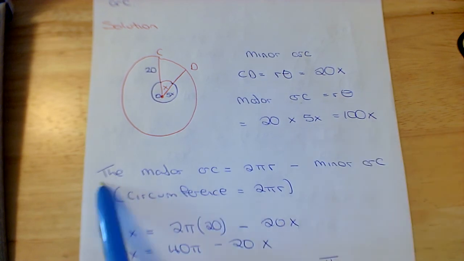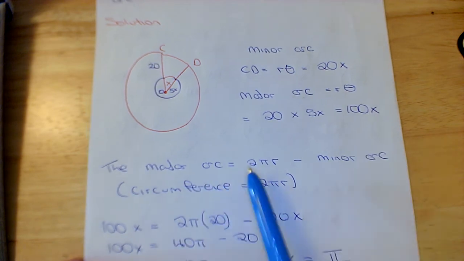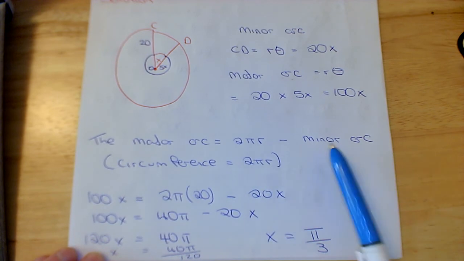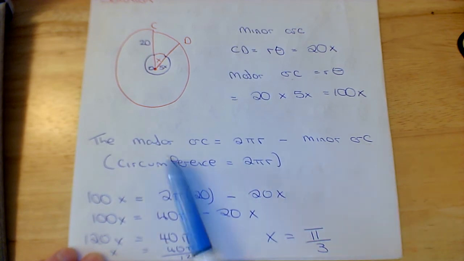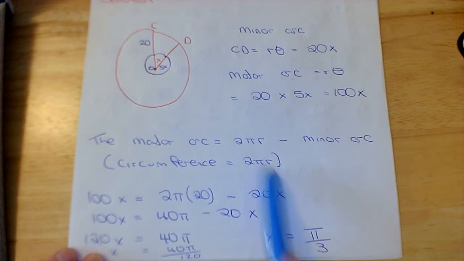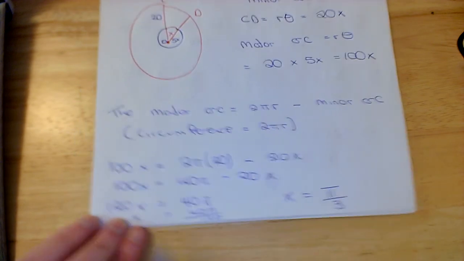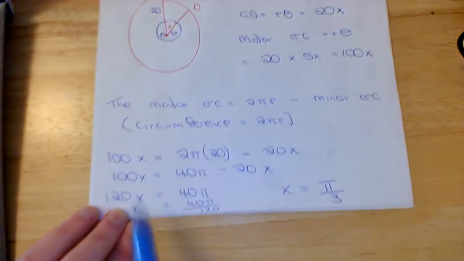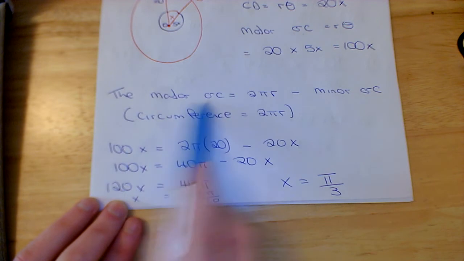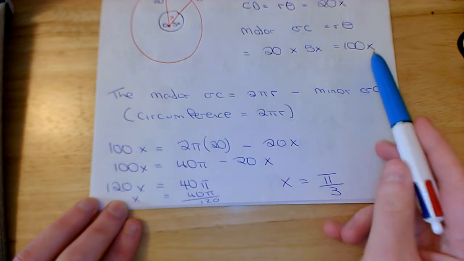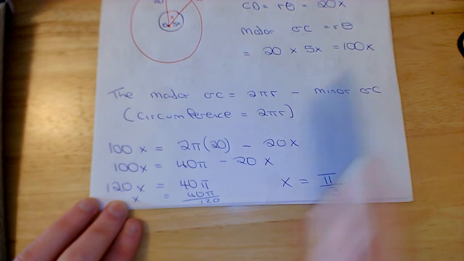Okay, and that's 100x. So the major arc, the length of it is 2 pi r minus my minor arc. Because the circumference is equal to 2 pi r, that's why I use 2 pi r there. So my full circumference would be equal to 2 pi r minus my minor arc, which is just my small arc here, my CD.